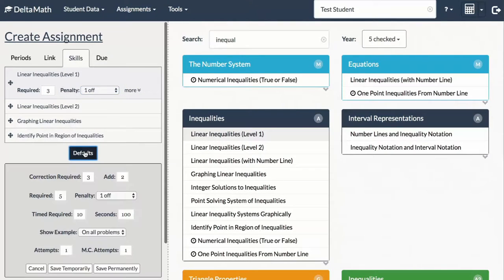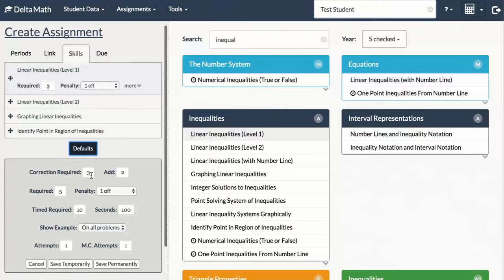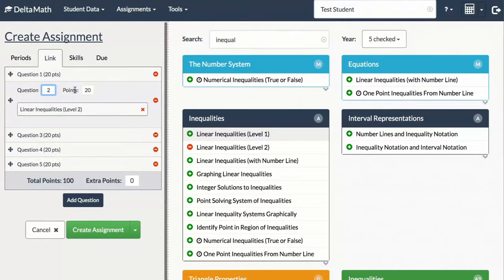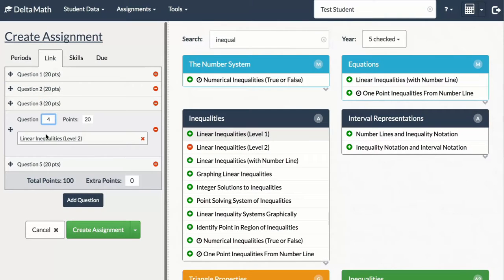Now, for my defaults for corrections in my class, I usually do 3 questions required if they messed up a question on their test. But you could do more, especially if it's multiple choice. But remember for this one, there were 2 different questions that had to do with it. So question 2 and question 4 each had linear inequalities level 2.